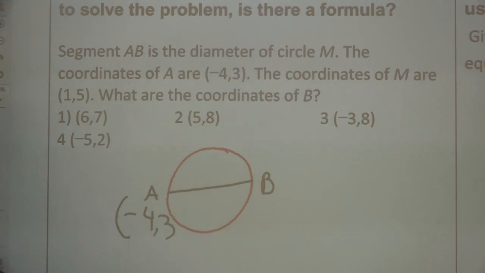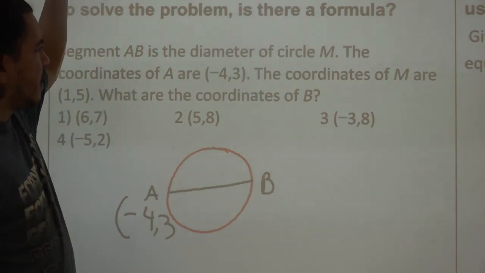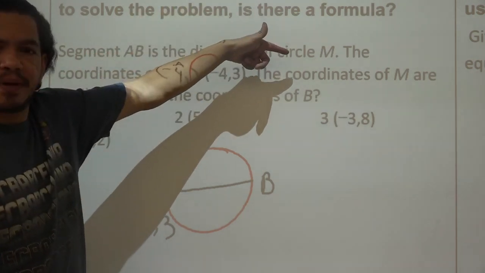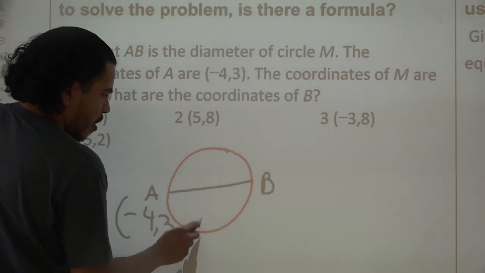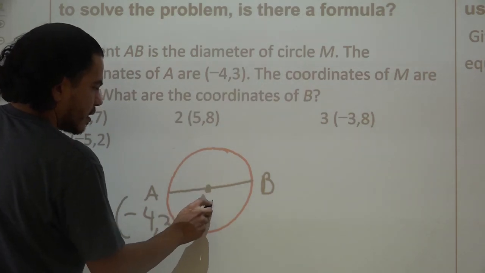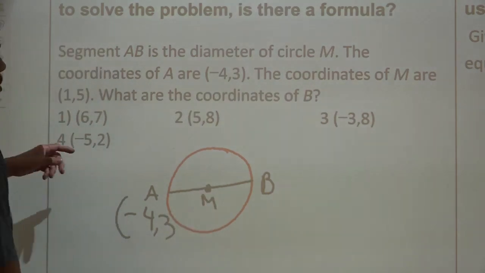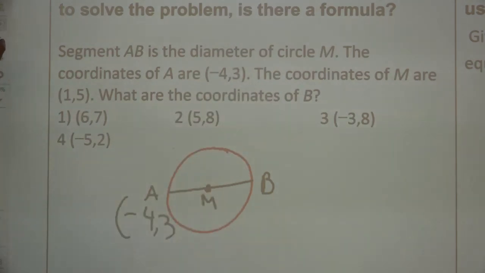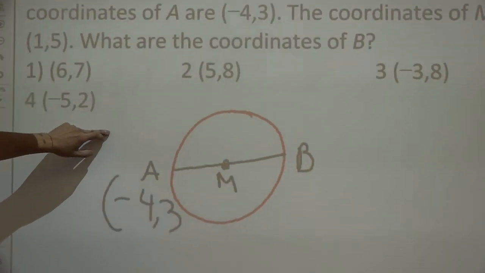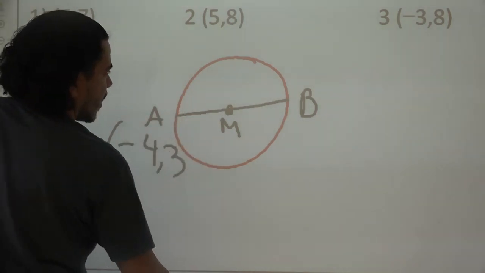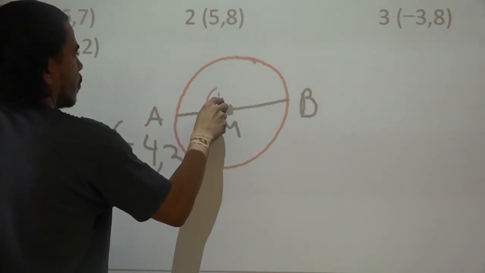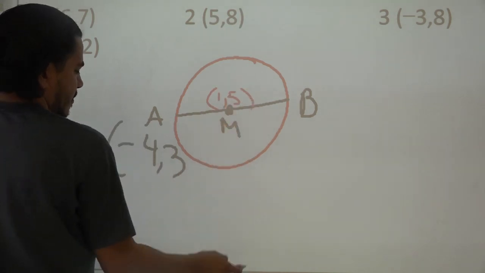The coordinates of M, where is M? Wait, hold on, a circle. The circle is labeled by the center. Oh, so this is M right here. Okay. So now I'm gonna make this larger. You already see the problem. So that is the center. The coordinates of M are 1, 5.